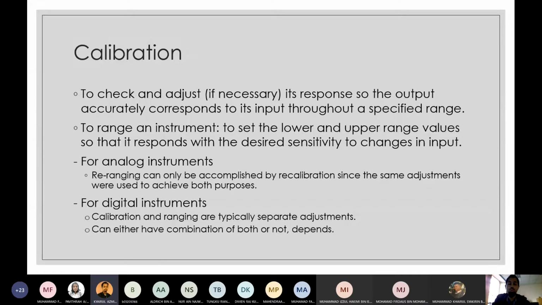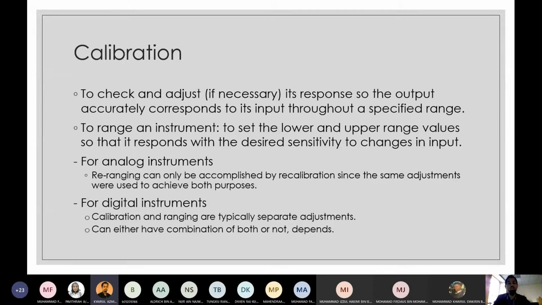Okay, and then to range an instrument, ranging usually applies to analog instruments. We want to set what is the range for its measurement operation, because we want to control the desired sensitivity. Sensitivity is how fast it responds to the changes. The more sensitive, that means the more it changes as the input value changes. So to rearrange analog instruments can only be done through recalibration. And for digital instruments, they are usually separate, calibration and ranging.